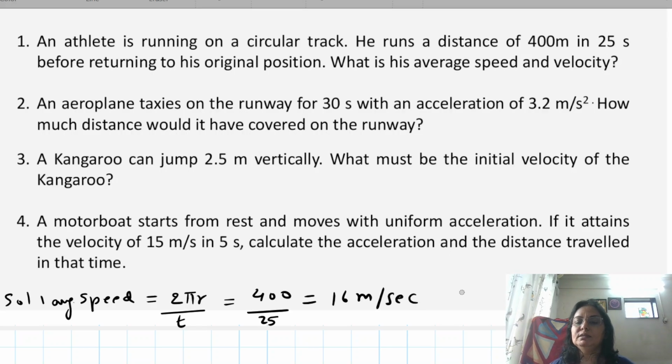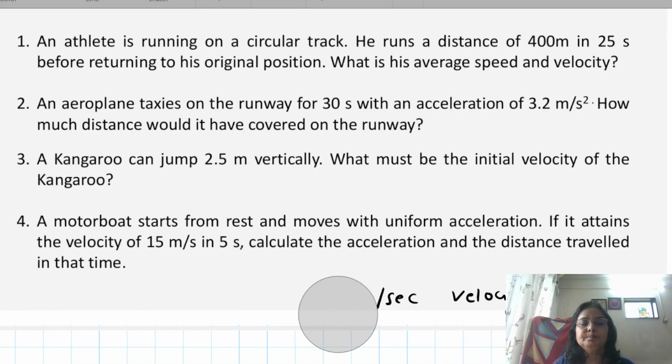And what is the velocity? We just discussed this in our last session, but last topic. It will be 0 because displacement is 0. Let's move on to the second question.